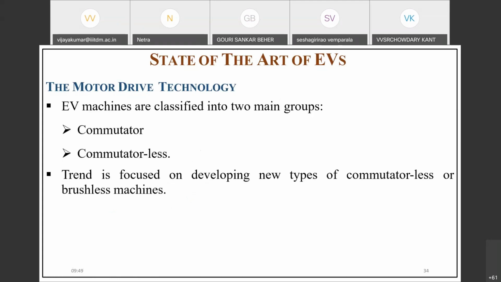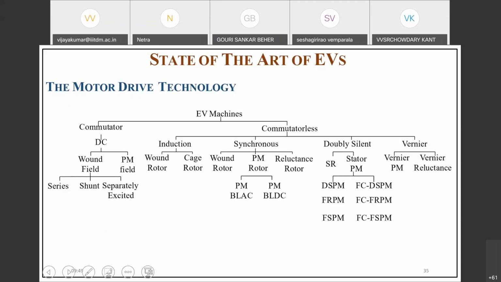When we look at the machines, there are two types. One is commutator-based machines, and the other is commutator-less. Now people are looking for commutator-less machines, that means brushless machines. Based on that, we can classify these machines. Whenever we talk about commutator-based, all the DC machines come into the picture. And when we talk about brushless machines, induction machines, synchronous machines, double salient machines, and vernier machines also come into this commutator-less type.